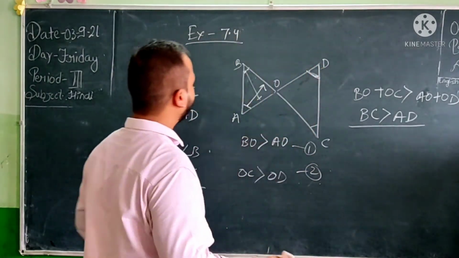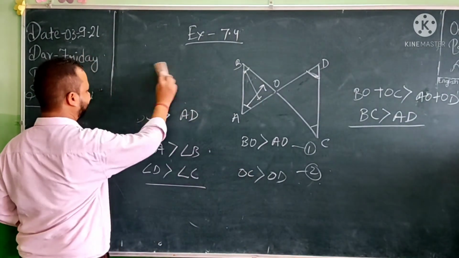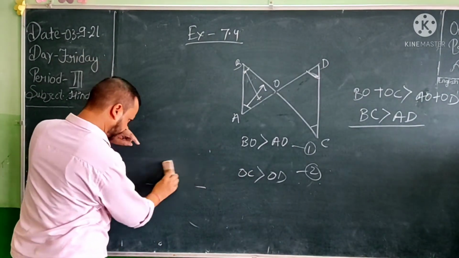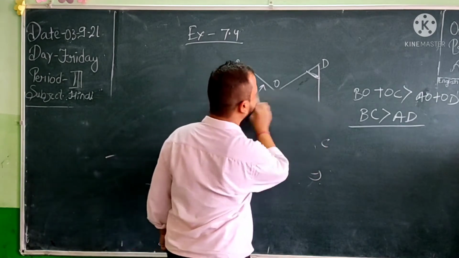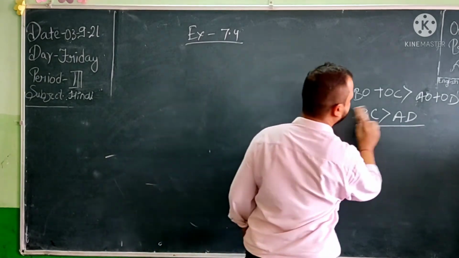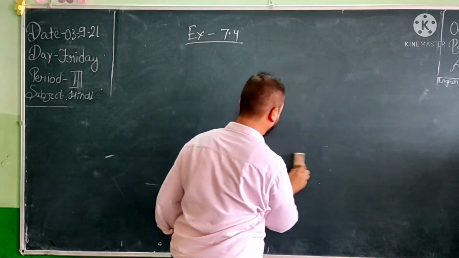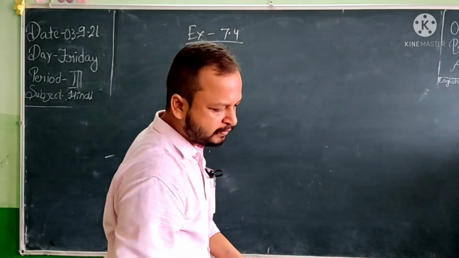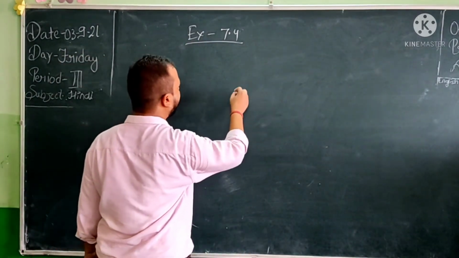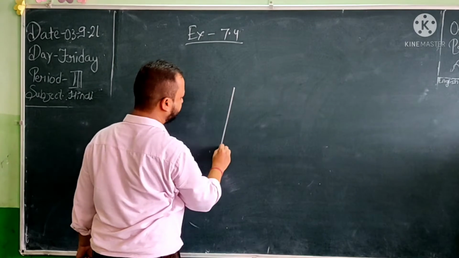Okay, come to the fourth one. Fourth one is what? Here it is given a quadrilateral.